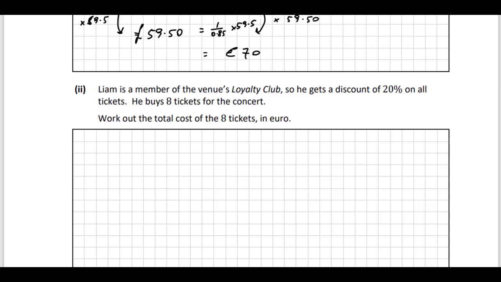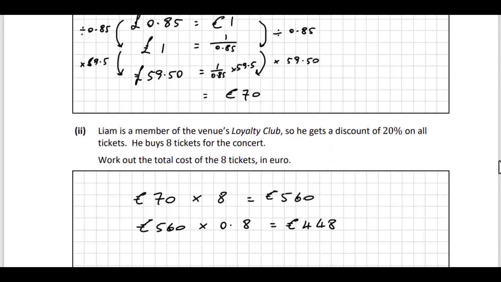So first of all, the tickets are going to cost €70 each. You've got to multiply that by 8. That's €560. And then he gets a 20% discount, so you've got to take €560 and reduce that by 20%, in other words, multiply by 0.8. When you do that, you get €448. That's it for part 2.